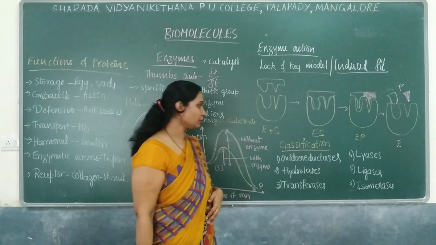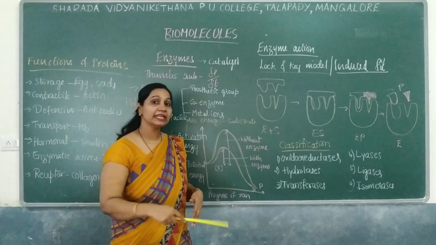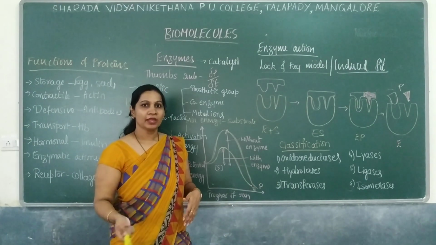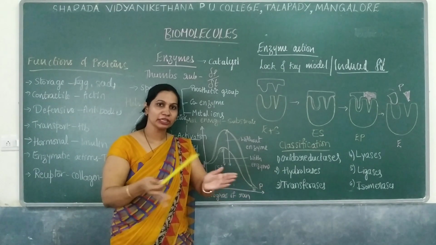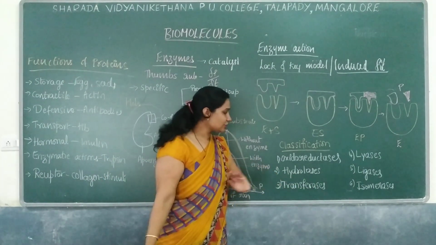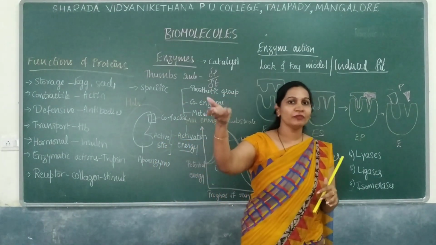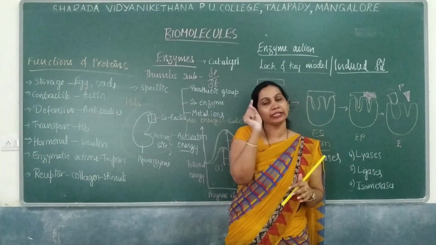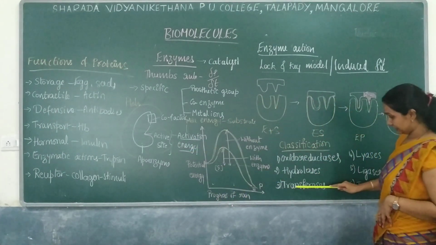So that is oxidoreductases. Then hydrolases, as the name indicates, hydrolysis. By the addition of water there is a splitting. So that is hydrolysis. Then transferases. Transfer of a group. One group will transfer. In the reaction, it includes the transfer of a group. So it is transferases.